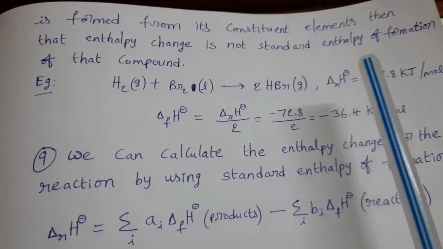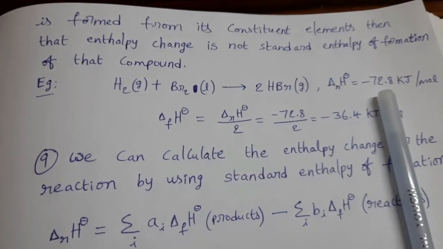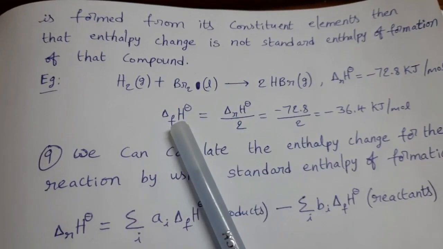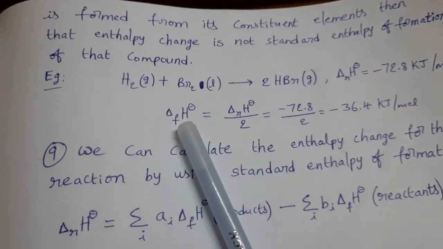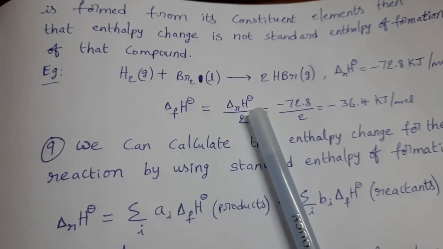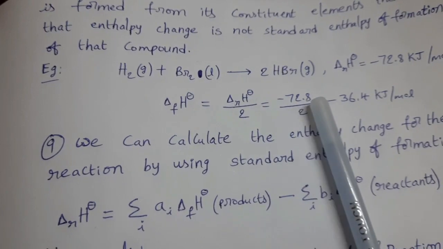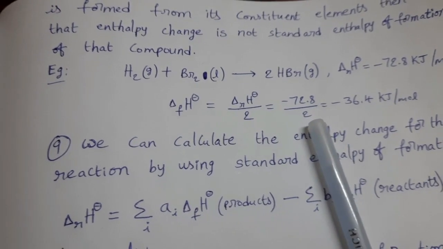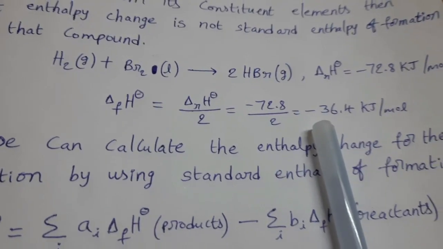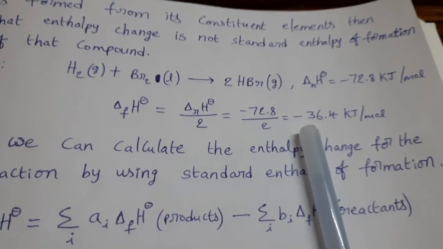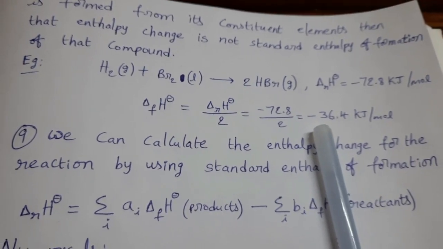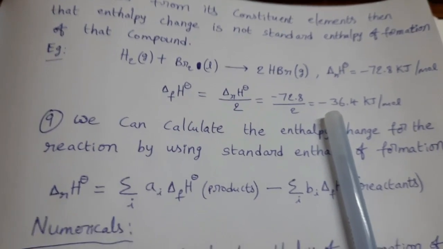We need the enthalpy change for formation of 1 mole of the product. So, standard enthalpy of formation of HBr equals half of the standard enthalpy of the reaction: minus 72.8 divided by 2, which equals minus 36.4 kilojoule per mole. This is the standard enthalpy of formation of HBr.